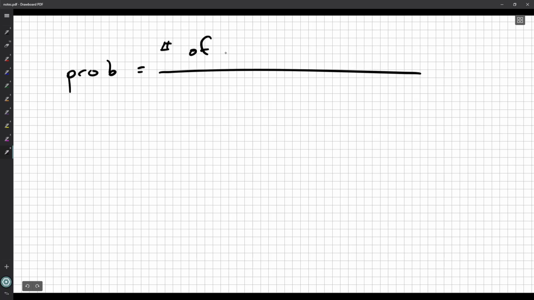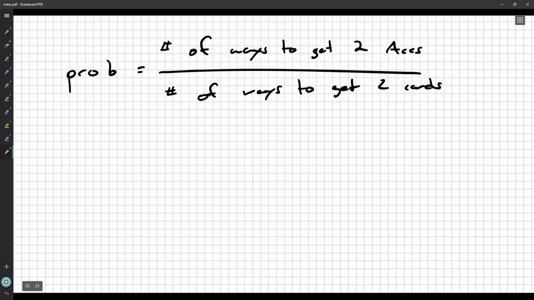So it's a probability question, equiprobable sample space, so we might say, all right, the probability we want is the number of ways to get 2 aces, divided by just the number of ways to get 2 cards. As usual, the bottom one's the easier thing to work out.